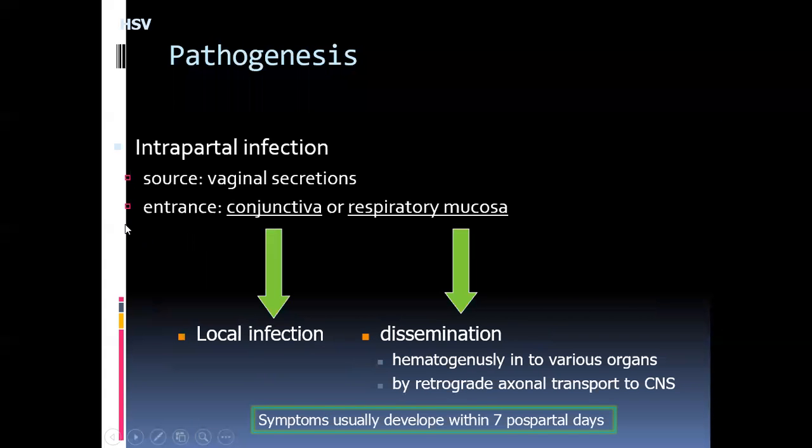Pathogenesis: this infection is caused by the herpes virus, most probably as an intrapartal infection. Intrapartal infection is a source of infection, transmitted through the vaginal secretions. The conjunctiva or the respiratory mucosa are the most common routes of transmission of herpes infection.